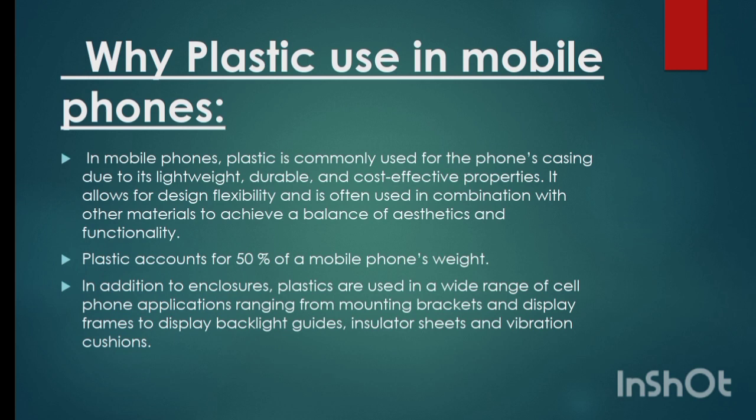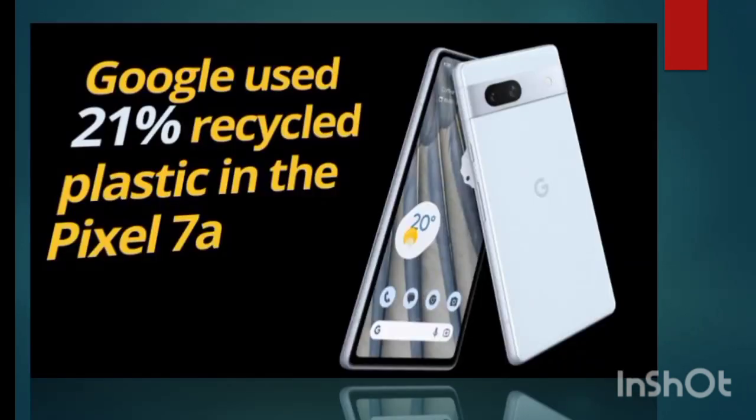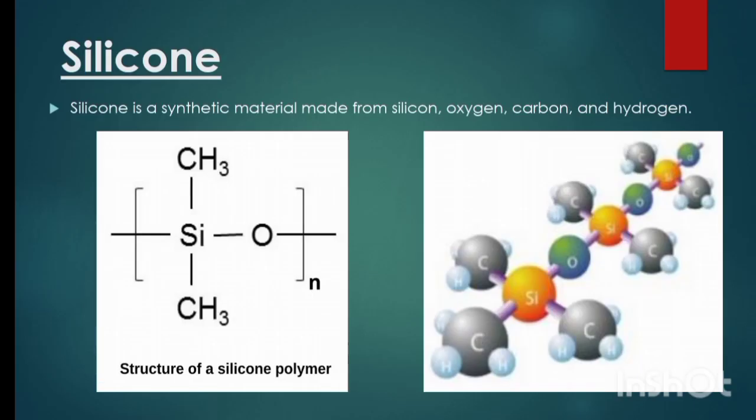and functionality. Plastic accounts for 50% of your mobile phone's weight. In addition, enclosure plastics are used in a wide range of cell phone applications. For example, Google used 21% recycled plastic in its latest Pixel 7e mobile phone.